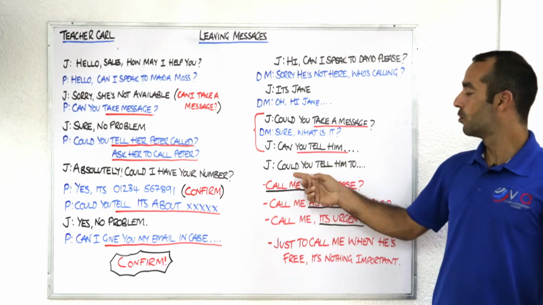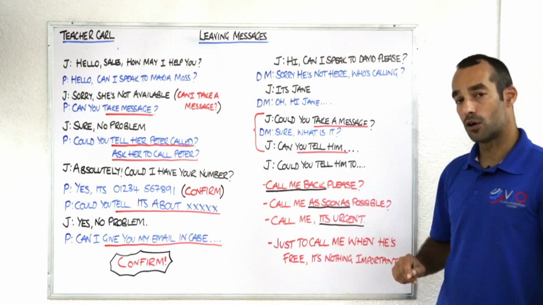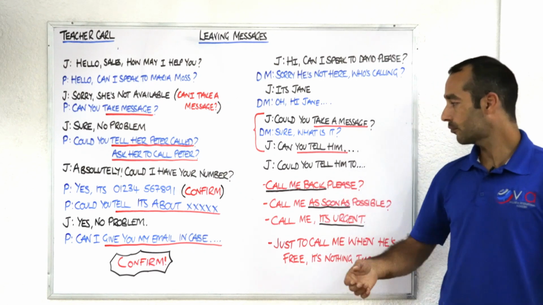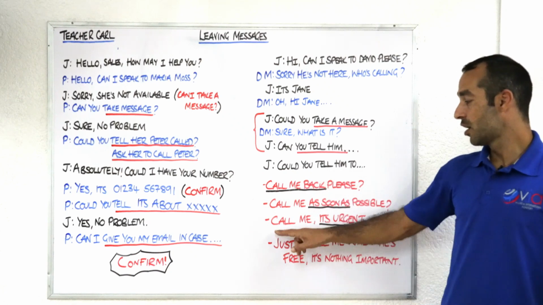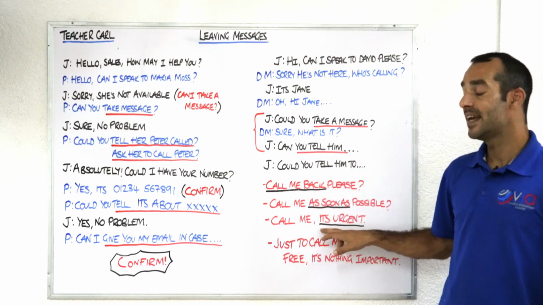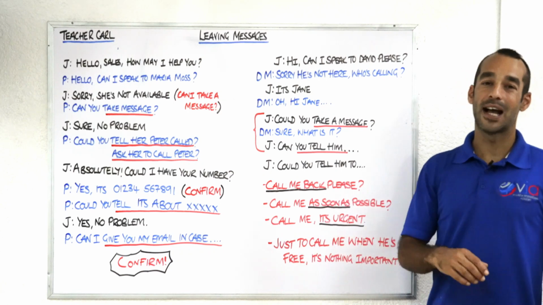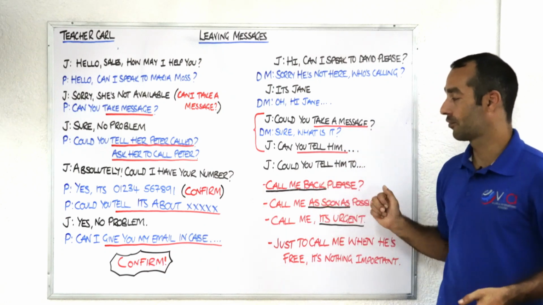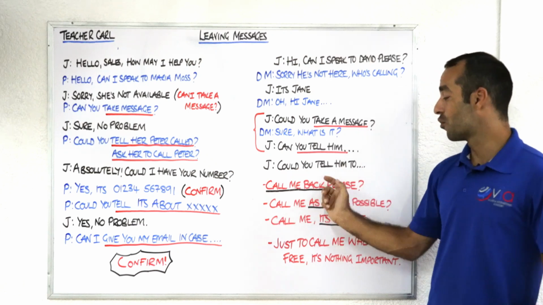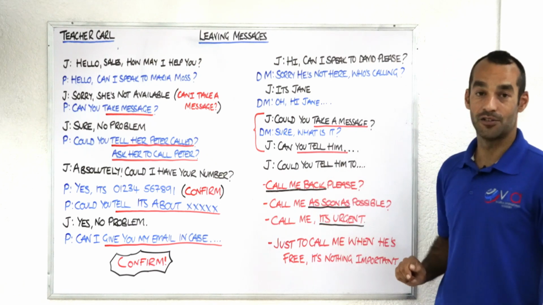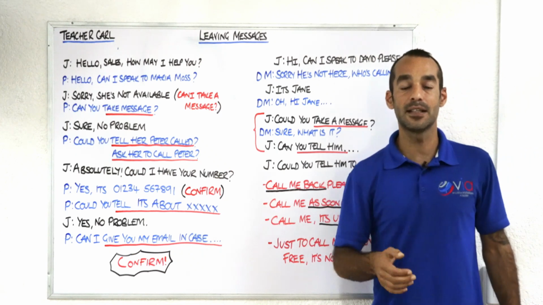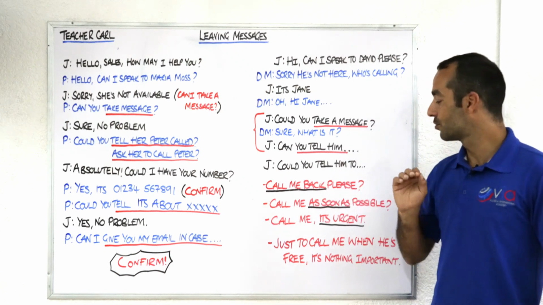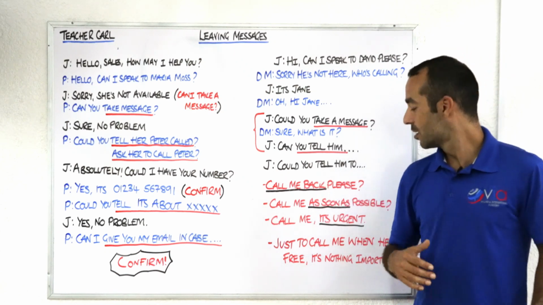Maybe, if it's a bit more important, could you tell him to call me as soon as possible? So as soon as he receives the message, you would like him to call you. Or if it's more serious, we're going to say, could you ask him to call me? It's urgent. And if it's very, very serious, very important, you might combine all three of these together and say, could you tell him to call me back as soon as possible? It's urgent. That would really convey to the listener that the message is important, that it gets to the receiver, and you can be sure that they will deliver it with excellent efficiency.